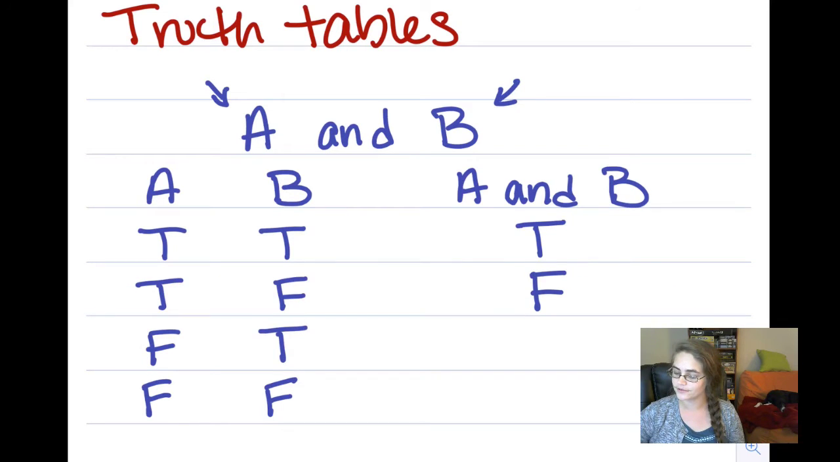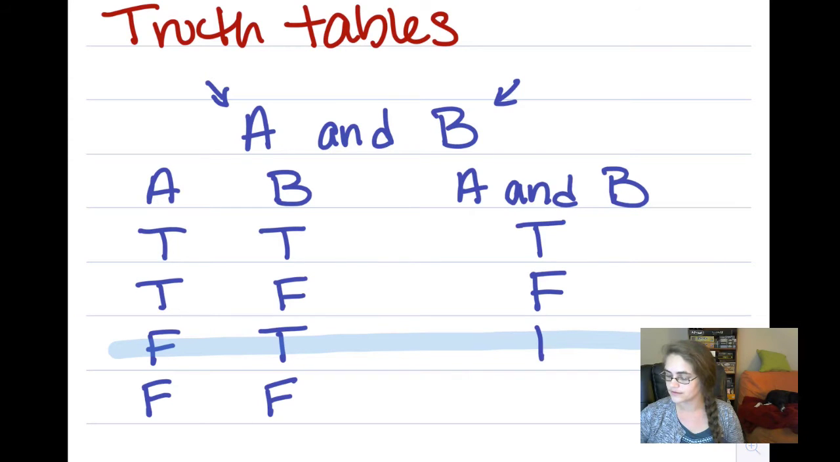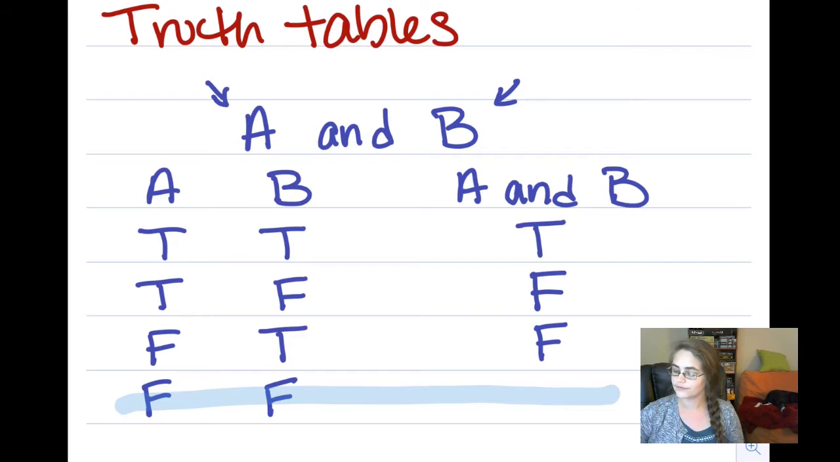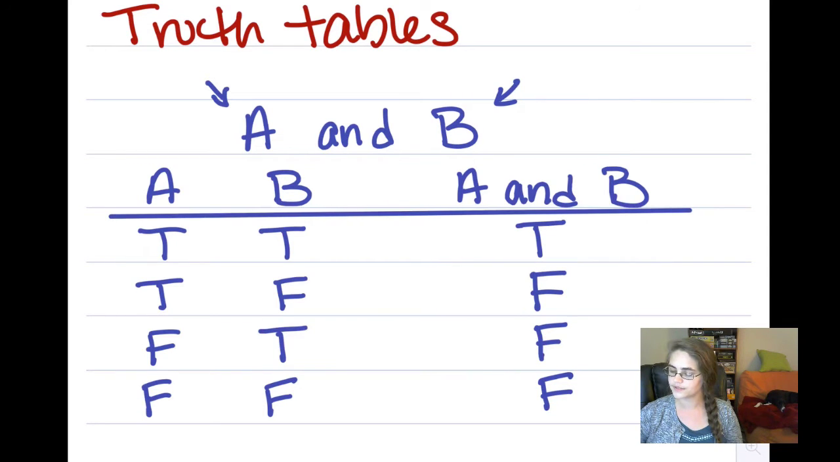Now we look at the third row. We have false and true, which is false. Finally, we look at the fourth row. We have false and false, which is false. So this is the truth table for the compound expression A and B. We can see that with the operator AND, we only have one way to make true. That's with two trues, and we have three ways to make false.